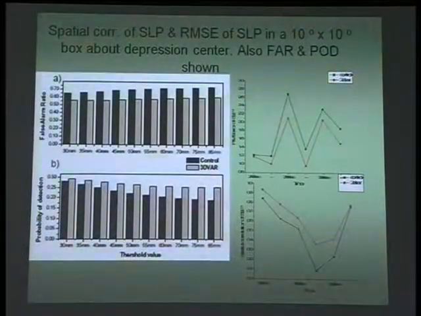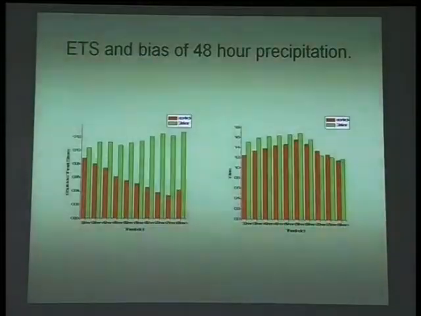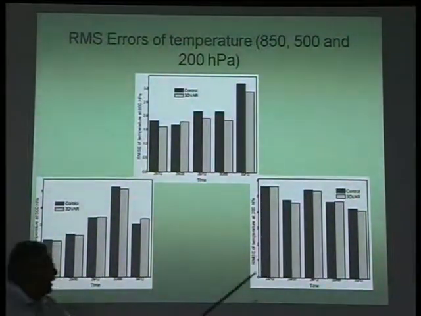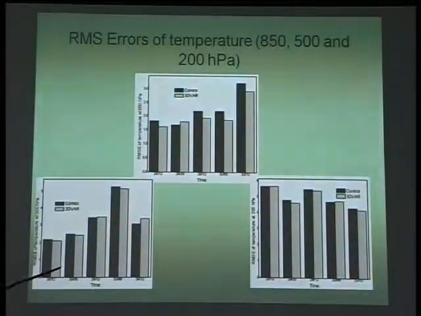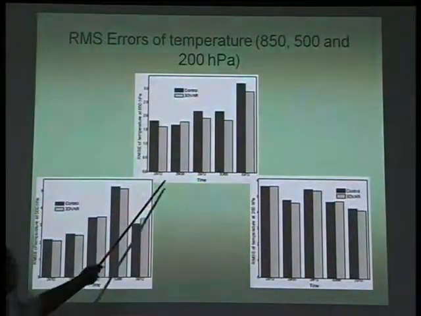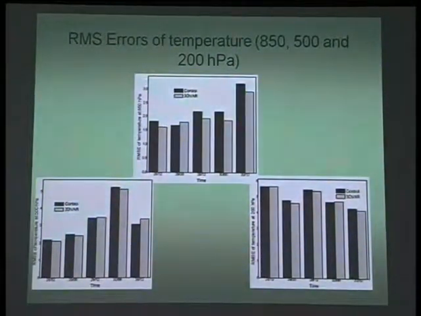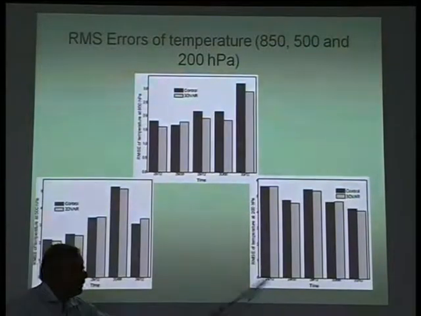Similarly, the probability of detection is a measure of how good the forecast is. Again, it is consistently higher for the 3D-VAR. This is the equitable threat score, and this is the bias. So again, they are better for the 3D-VAR. These are the root mean squared errors of the temperature field at 3 different levels, 850, 500, and 200 hPa. Remember that no temperature and humidity profiles are being assimilated at these levels. Again, the 3D-VAR has lower RMS error, and this effect comes out much more clearly as we go higher.